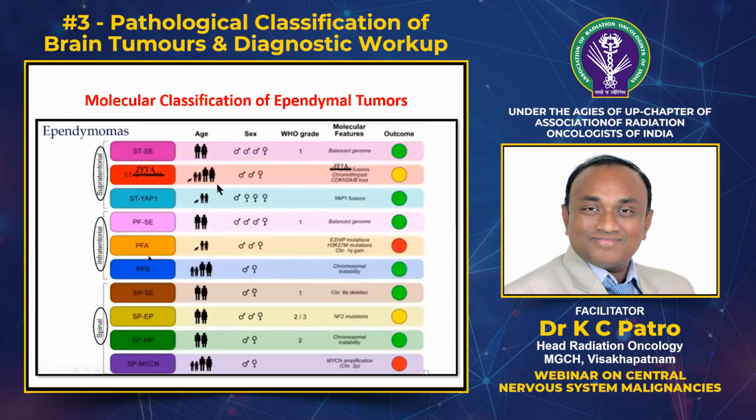If you want to see which is good prognosis, which is poor prognosis and which is excellent prognosis, you can go with the supratentorial, infratentorial and spinal, and you can see the outcomes. If you want to go through details, you can go for the molecular classification of ependymal tumors.